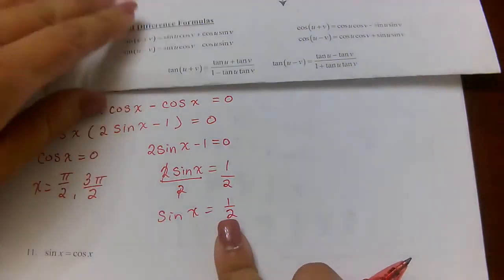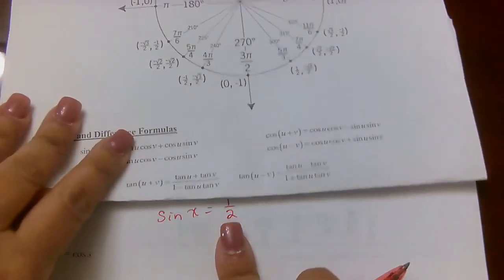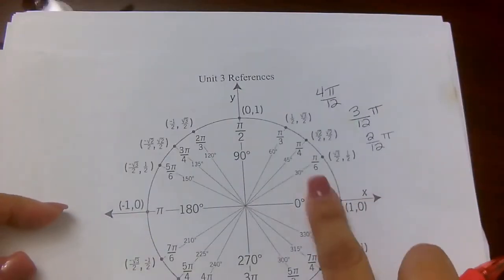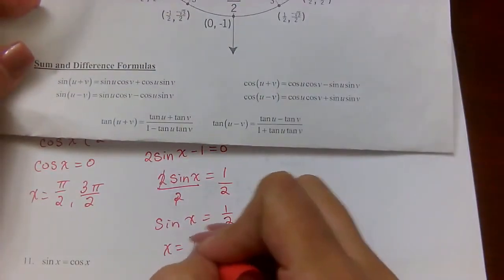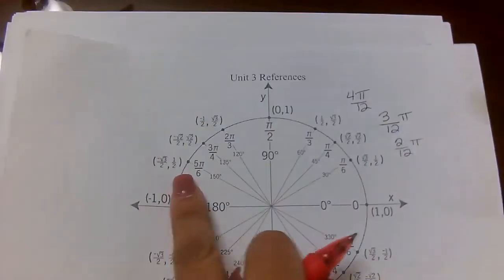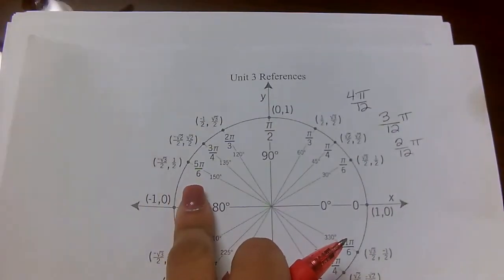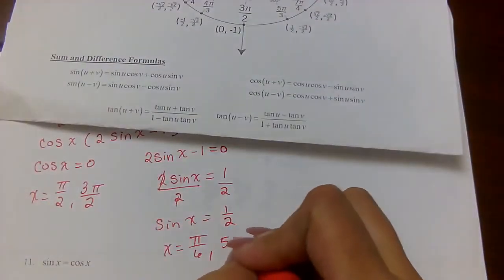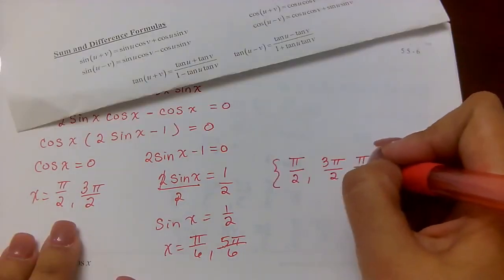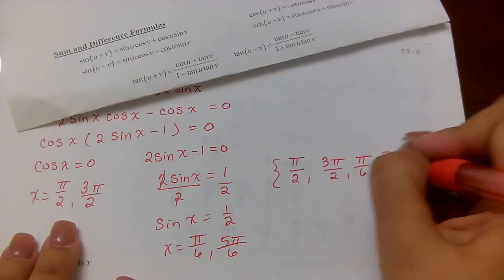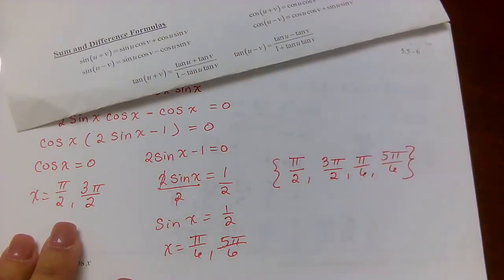Sine is positive in quadrants 1 and 2. So I'm going to go ahead and say x is equal to pi over 6 and 5 pi over 6, together. And that will be your answer.